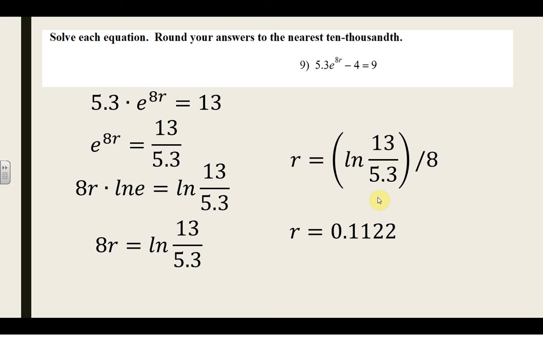Wait for my animations to come up. All right, now we have a base of e. So again, you isolate the term that has the exponent. So you add 4, you divide by 5.3. Now, how do we undo an e? With an ln. So we ln both sides. That undoes the e, so we're left with 8r. ln of 13 over 5.3 is a button in your calculator. Divide that by 8. You get your answer.